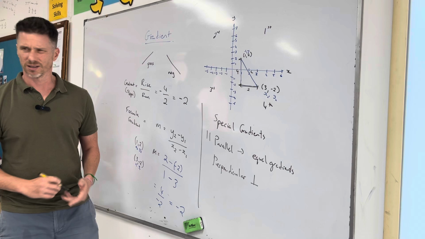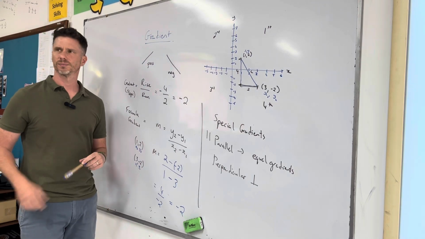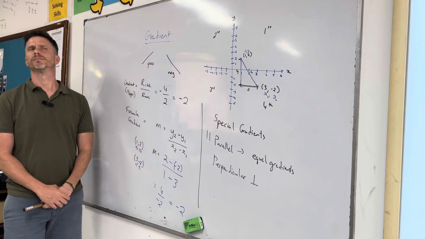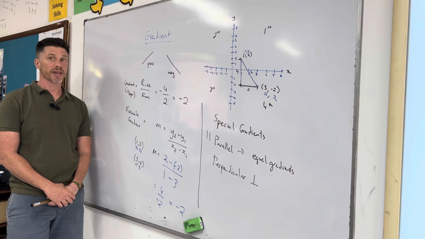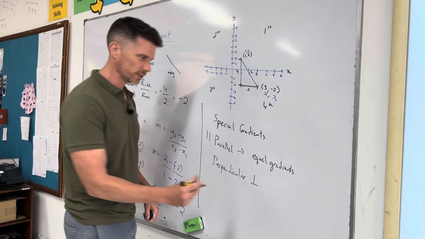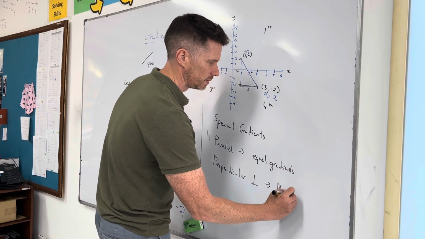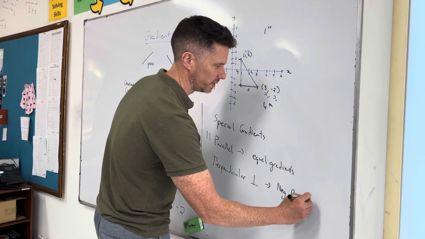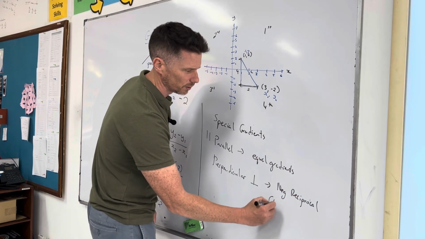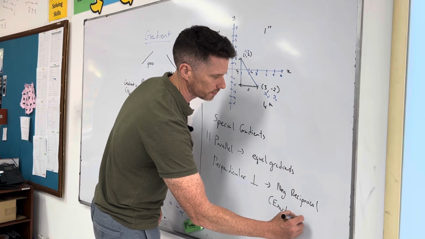The perpendicular lines, what would perpendicular lines have? If they meet perfectly at right angles, what would their gradients do? They're like the reciprocal. Yeah, the negative reciprocal. So that's one way of talking about it. The negative reciprocal. Or you can think about it in more layman's terms, the exact opposite.